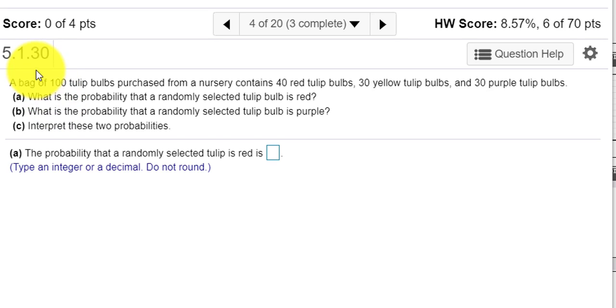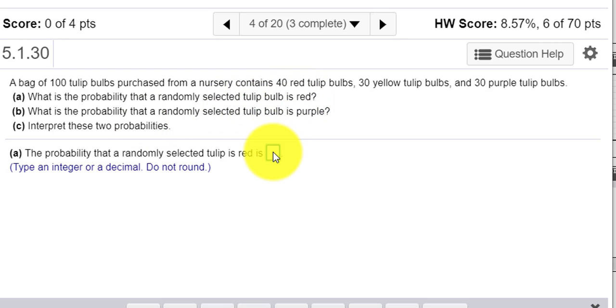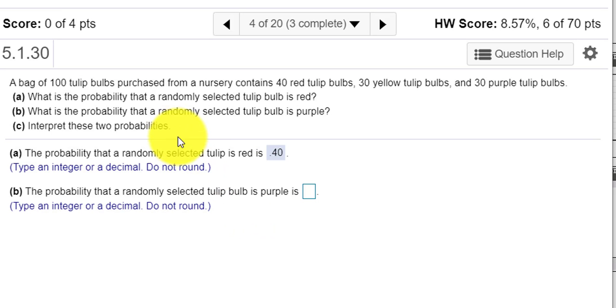Question number 4 says, we have a bag of 100 tulips. There's 40 red, 30 yellow, and 30 purple. So the probability that the tulip is red, let's see, if we add 40 plus 30 plus 30, that's 100, right? 30 and 30 is 60. 60 plus 40 is 100. So probability of red would be 40 out of 100 or 0.40, right? 40 out of 100 is 0.40, 40%. We check answer. Well done.